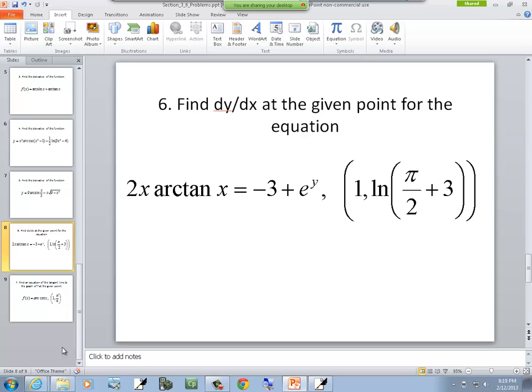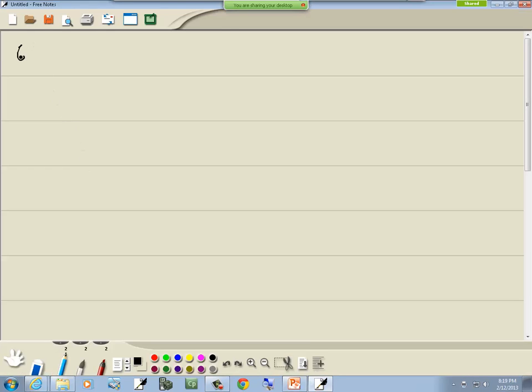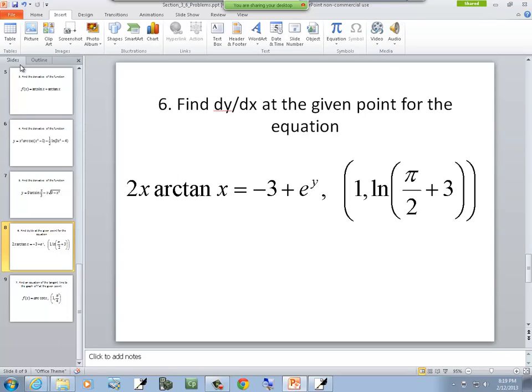Okay, let's look at this one. Now this says find dy dx at the given point for the equation. Now, when it says find dy dx at the given point for the equation, remember the problems earlier where we found the slope of the tangent line? Well, that's basically what we're going to do here. So it's the same steps as what we did there.